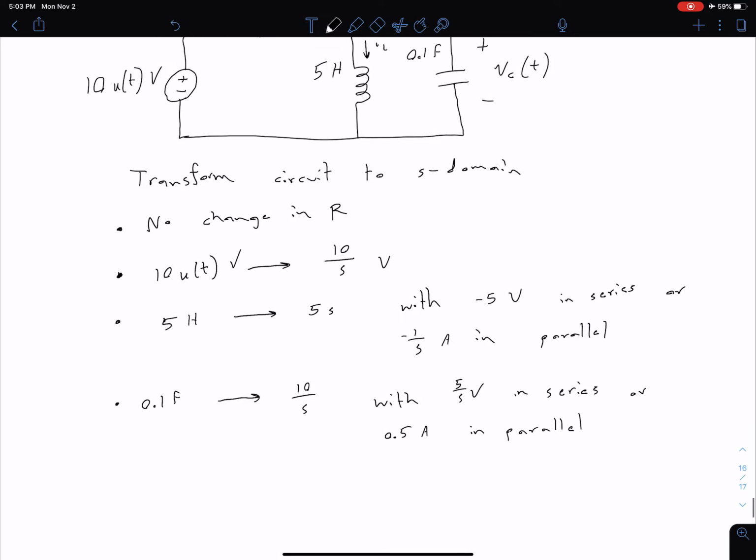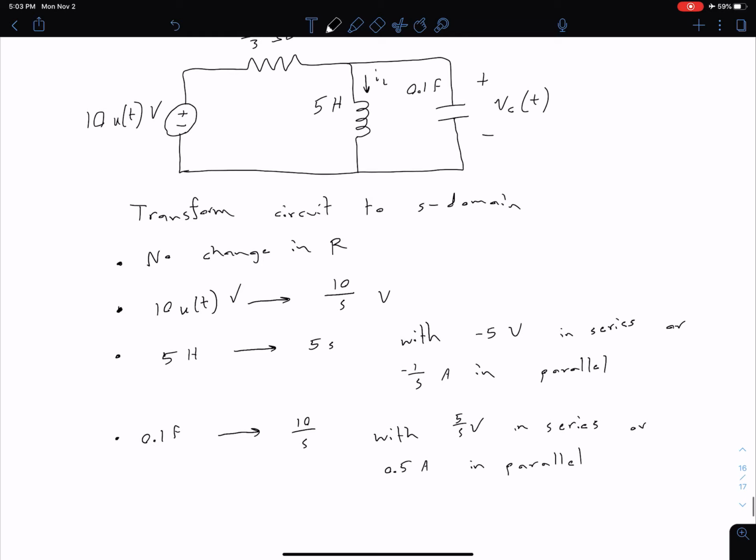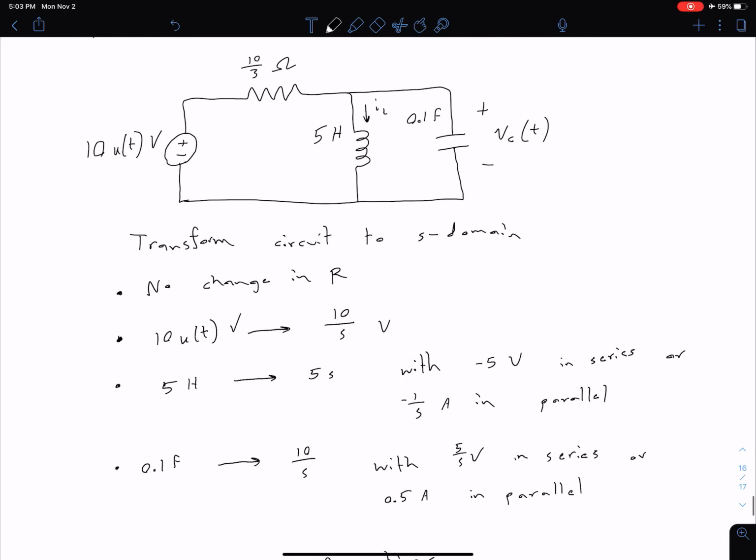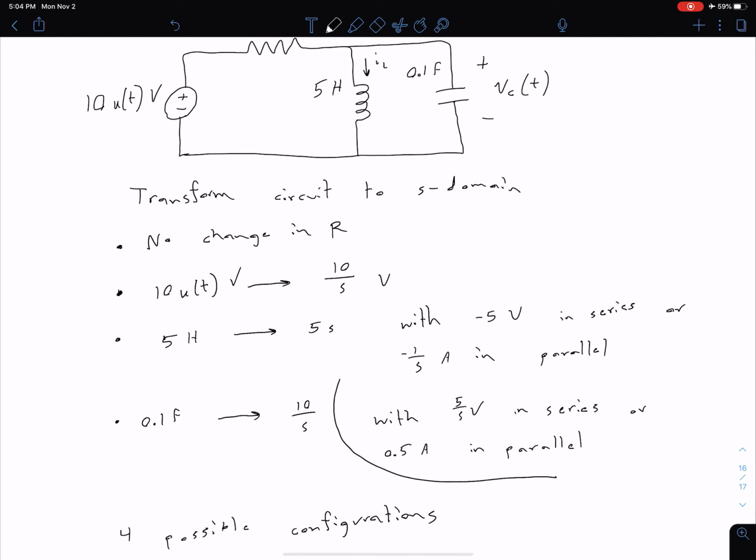What we notice is because we have an inductor and a capacitor which both have initial conditions, we have 4 possible circuit configurations to choose from. Again, there's not going to be one right configuration. One configuration might be easier than others, but if you're more comfortable with a certain method and choosing certain configurations makes that method easier, then by all means do that.